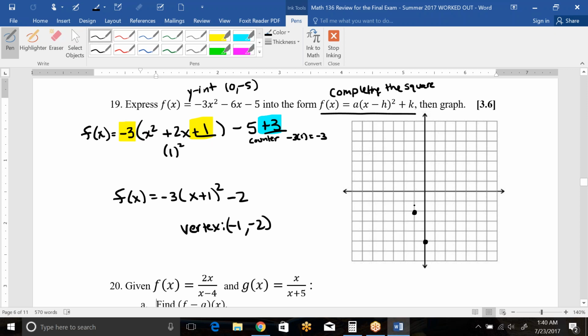And because of the axis of symmetry happening at the vertex, which is this point right here, there's going to be a mirror image on the other side. That should be enough to get us a graph.